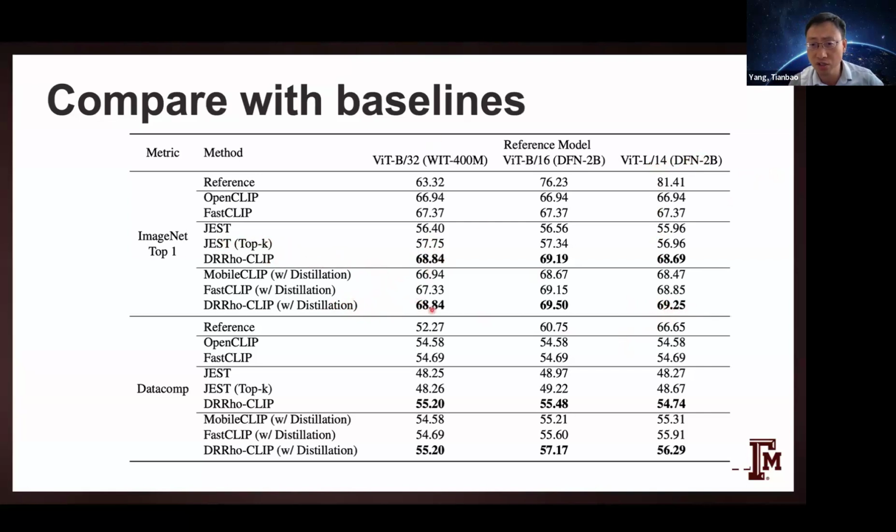But if your reference model is not a strong model, for example here, and you train a model stronger than the reference model, then in this case knowledge distillation does not help. But model steering still helps. So this is ImageNet top-1 accuracy. This is DataComp, which evaluates on more than 30 classification and retrieval tasks. We have consistent improvements.